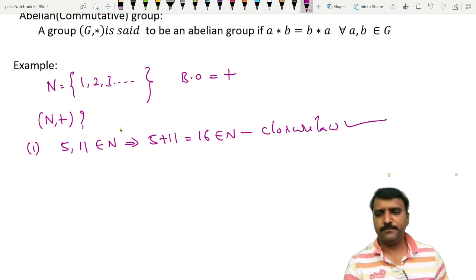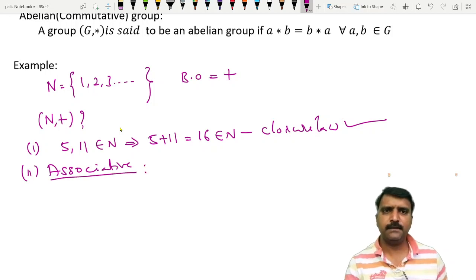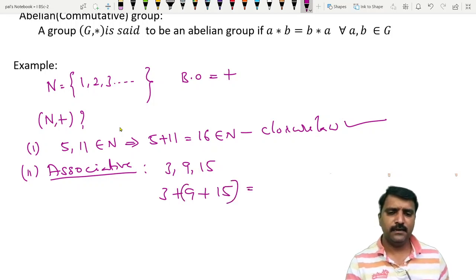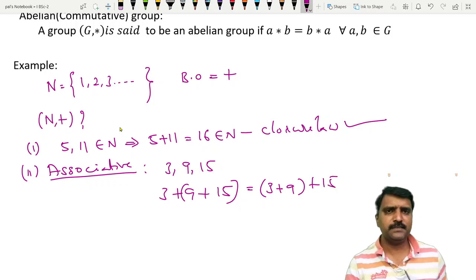Closure law is satisfied. Second property, associative property. The associative property says that you take three natural numbers, any three natural numbers. Take 3, 9 and 15, and take their addition in different ways, because plus is a binary operation here. Take 3 plus 9, then plus 15, and 3 plus the sum of 9 and 15. In both cases it gives the same answer.